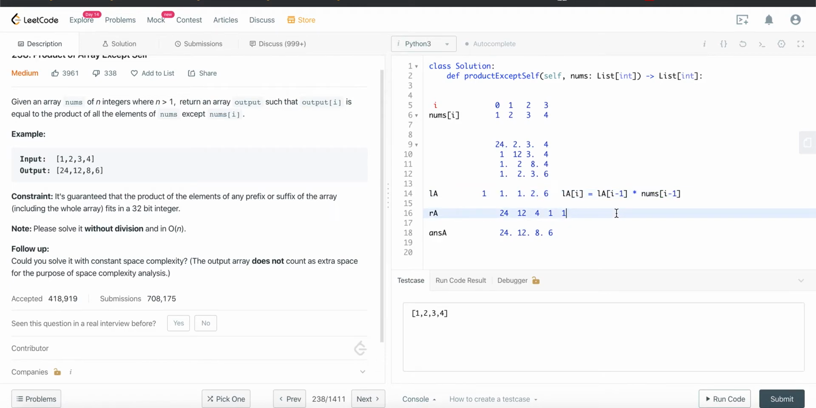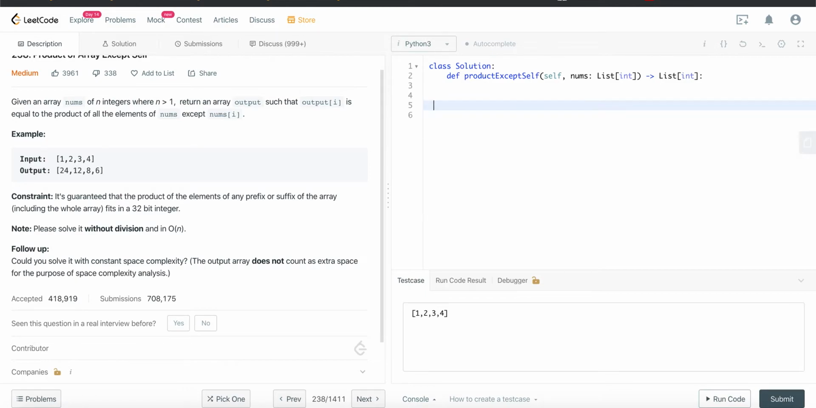And for the right elements we are calculating one more array, the right array, that is kind of the reverse of the left array. And finally we are calculating the product of the two arrays, LA and RA. Yeah, let's get started coding. I hope you understand the explanation.